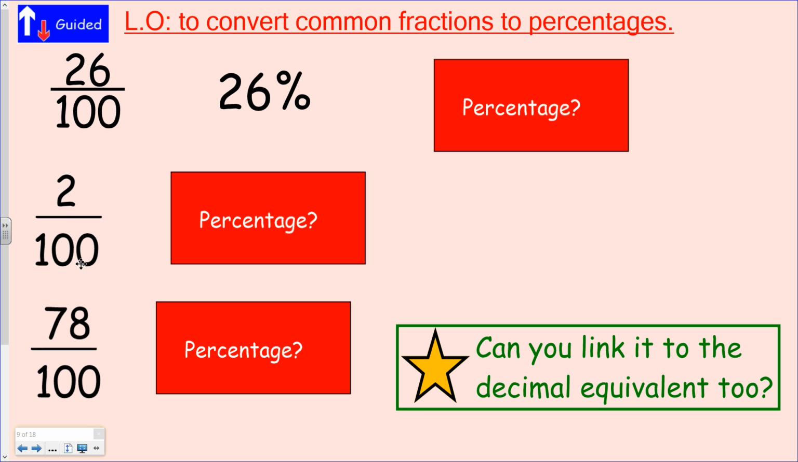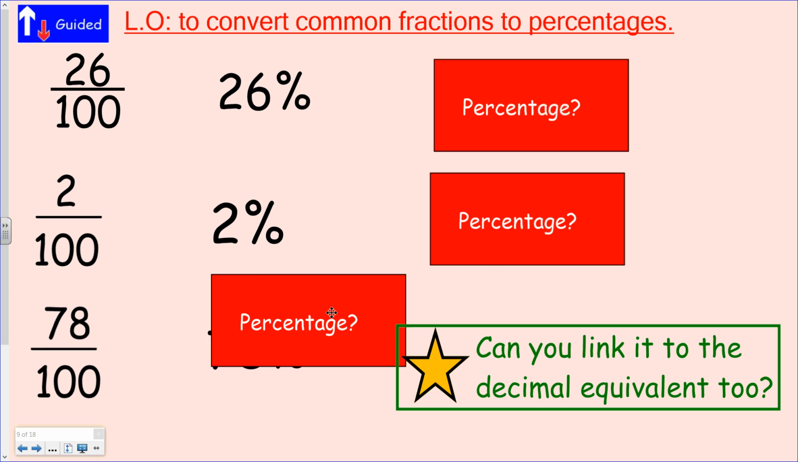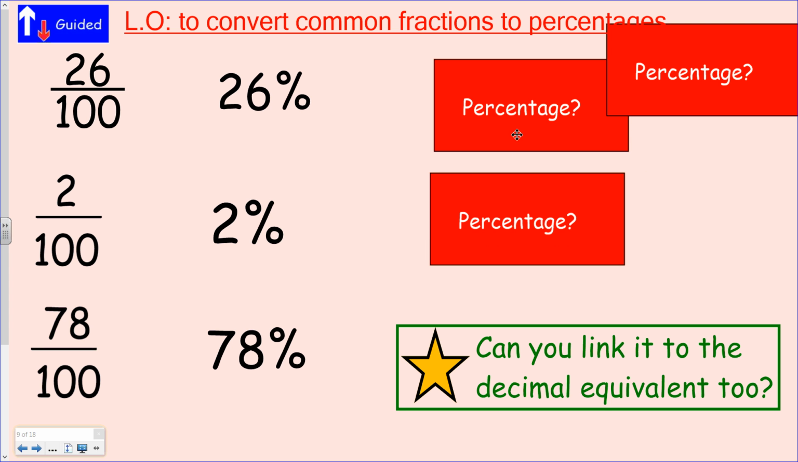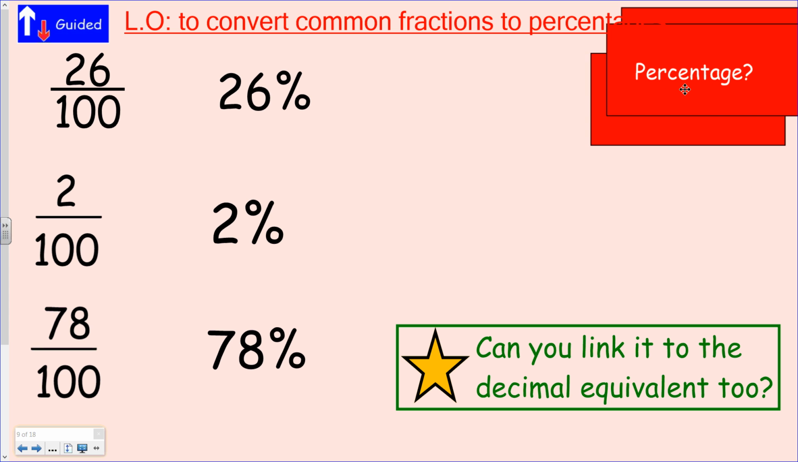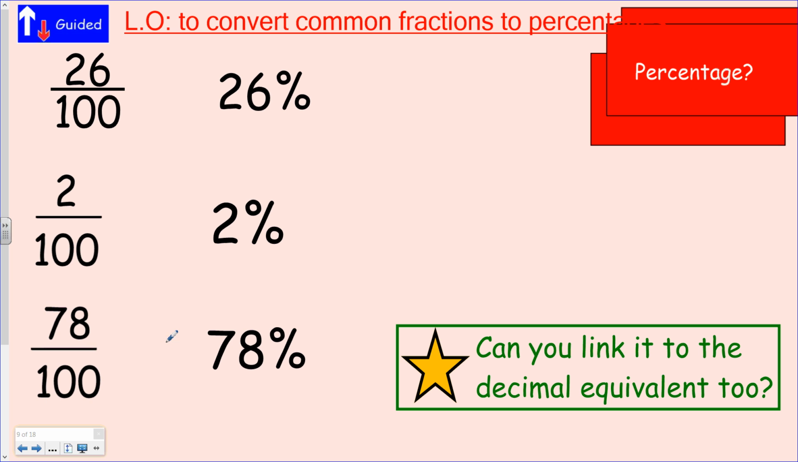2 out of 100 means there's 2 bits coloured in out of the 100, so it's going to be 2%. 78 over 100, we know that that is going to be 78%. So Miss Barnard has left us a little star here. Can you link it to the decimal equivalents too? Which I'm hoping most of us will be able to do, as I have spoken about this in the other videos. So if it's 26 out of 100, 100 has 2 zeros, so it must be 2 decimal places. So 0.2 decimal places, and the number is 26.